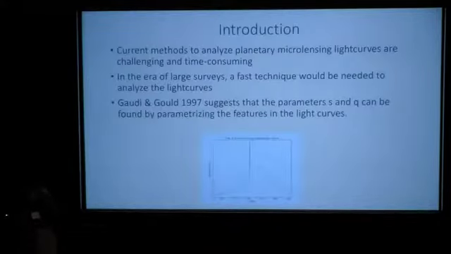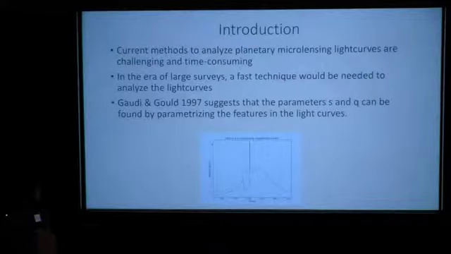What we know is that the current methods to analyze each planetary microlensing light curve are challenging and time-consuming. For one reason, the features in the light curves are not directly connected to the physical features of the event, and also there are higher-order effects and degeneracies that make this problem more complicated. In the era of large surveys, we think that a fast technique to find an estimation of the planetary parameters that can work on a larger set of light curves would be necessary.